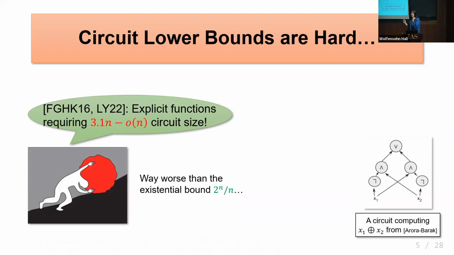Actually, we are making very limited progress on proving circuit bounds. Depending on how you define circuits, the current best lower bounds are 5n or 3.1n. But the existential bound is exponential in n.